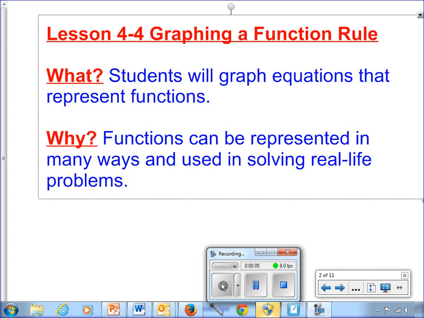Today we have lesson 4-4, Graphing a Function Rule. Our objective is that you will be able to graph equations that represent functions. Why are we doing this? Functions can be represented in many ways and used in solving real-life problems.